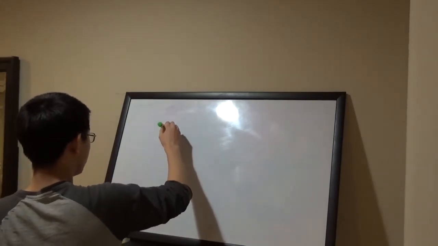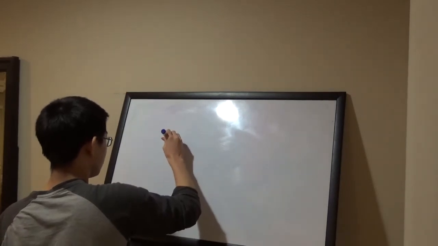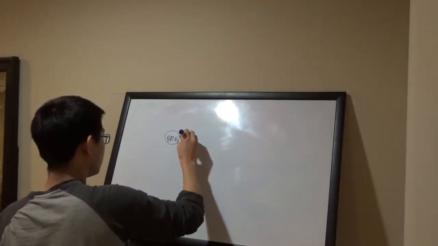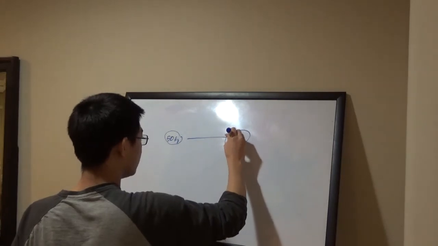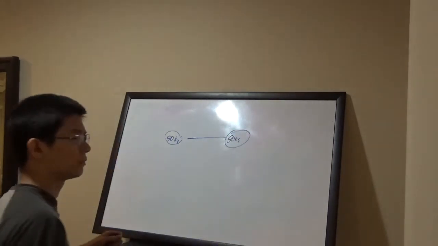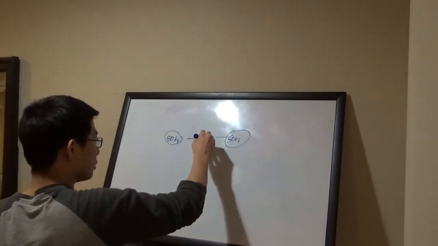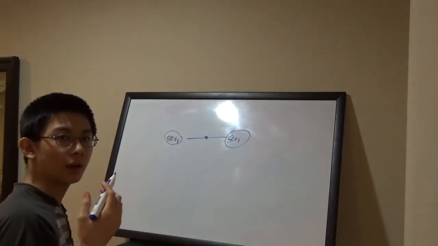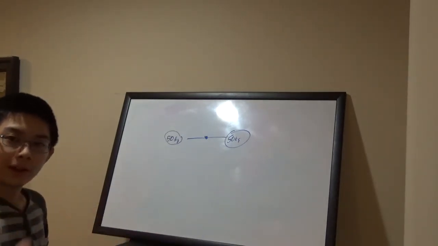Okay, so we want to find the center of mass of the system. Let's say we had a mass of 50 kilograms on the left side and a mass of 50 kilograms on the right side, connected together. Well, conceptually the center of mass would just be right here, halfway between. Let's keep that in mind.